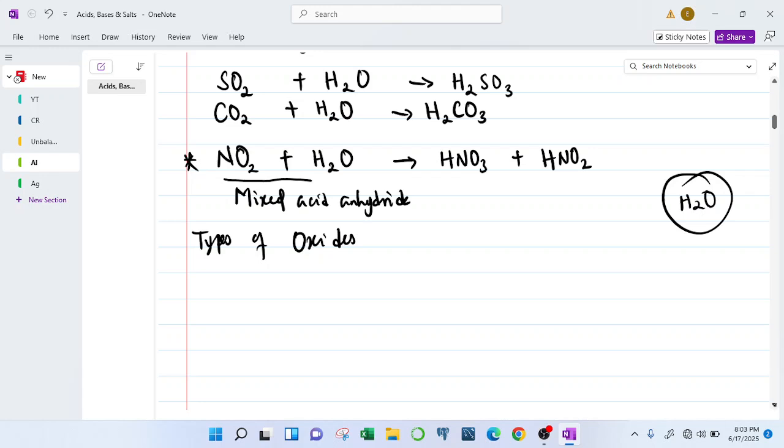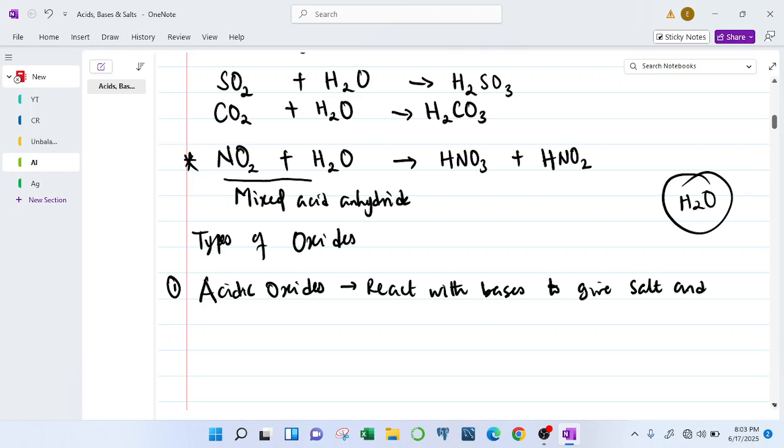All right, types of oxides. First, we have acidic oxides. Why are they called acidic? Basically, they behave as an acid. And because they behave as an acid, they react with bases to produce salt and water. They just have the properties of acids generally.